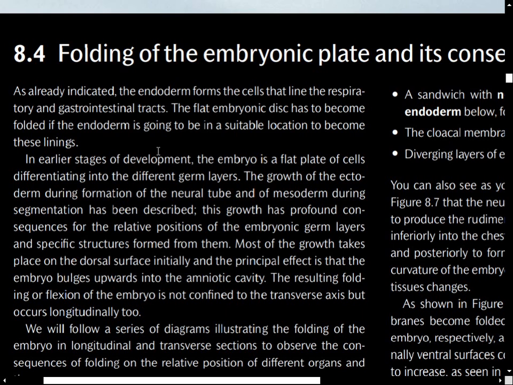Most of the growth takes place on the dorsal surface initially, and the principal effect is that the embryo bulges upward into the amniotic cavity. The resulting folding or flexion of the embryo is not confined to the transverse axis but occurs longitudinally to it.